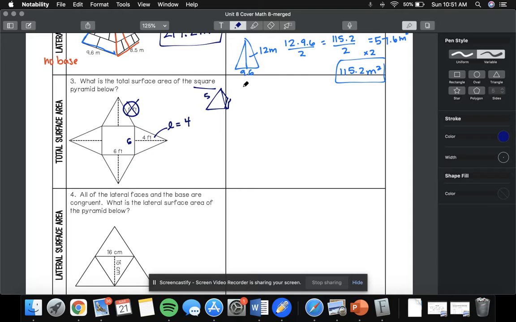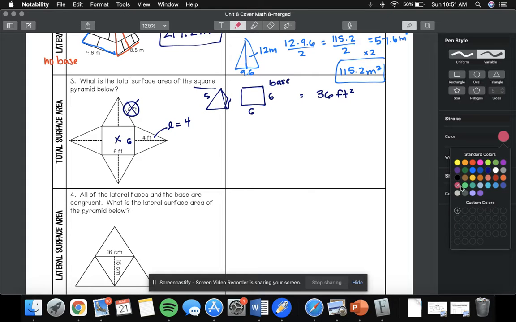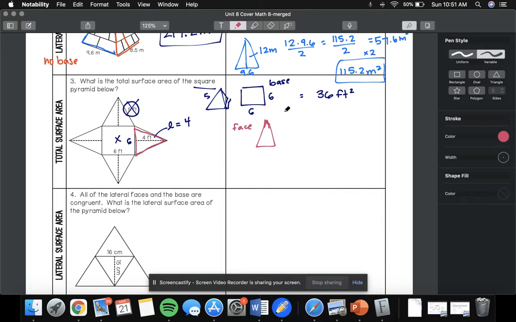Okay, so first let's do the base or the bottom. The base is a square, so we have a 6 by 6, which would be 36 square feet. And again, I don't have a top and a bottom, I just have this bottom, so that is the only one. Then let's do one of the faces. It's a triangle. We have 6 as the bottom number, and the lateral height is 4. So we're going to do 4 times 6. Again, that would be a rectangle, so we need to cut it in half. So 4 times 6 is 24. Cut in half would be 12 square feet.